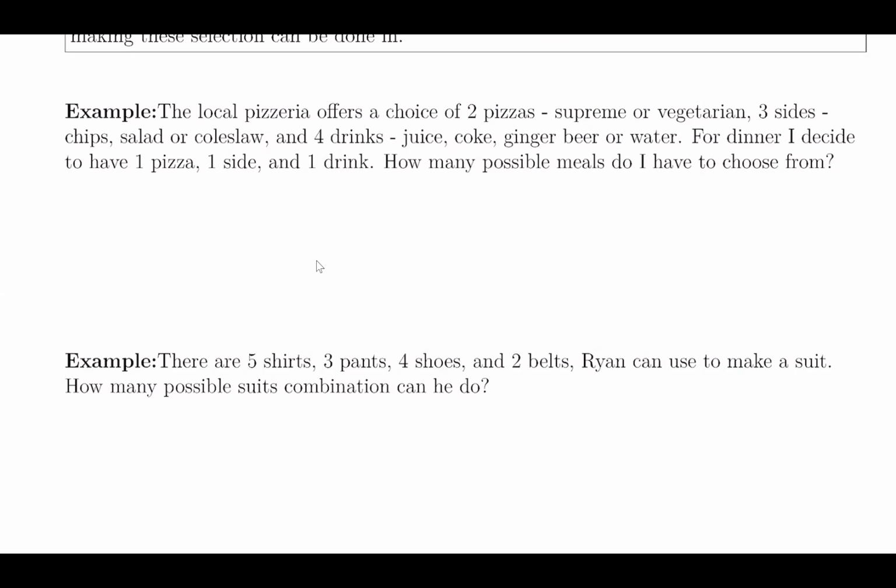So when I first order, what are my options for my pizza? So I have two options. I can either choose Supreme or I could choose vegetarian. So those are my two options. So let's move away from our pizza. Once I choose which pizza I want, so I can either choose Supreme or I could choose vegetarian, then I could choose 3 sides.